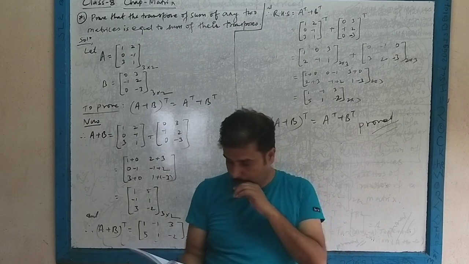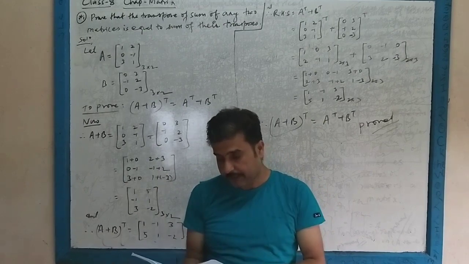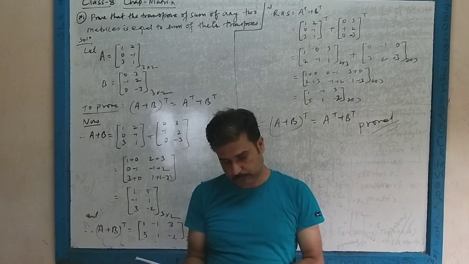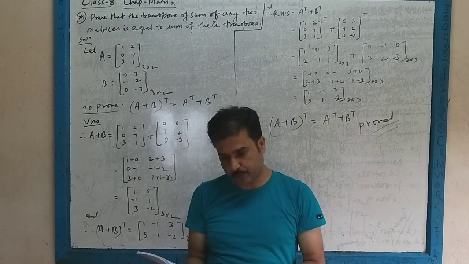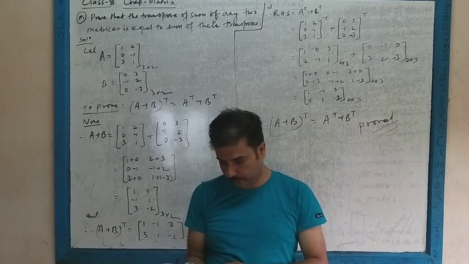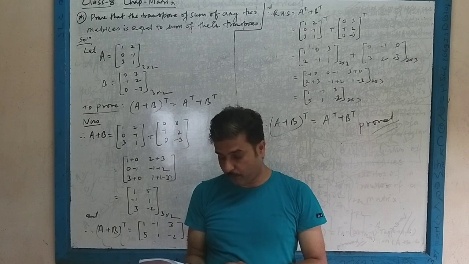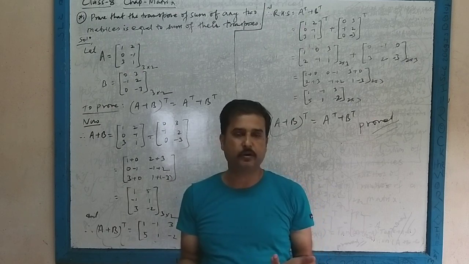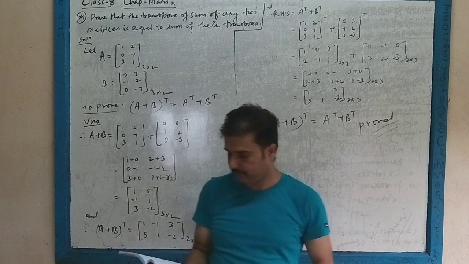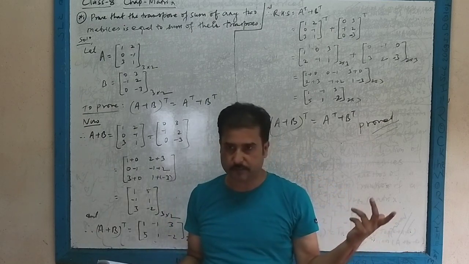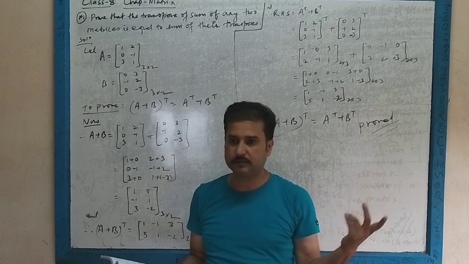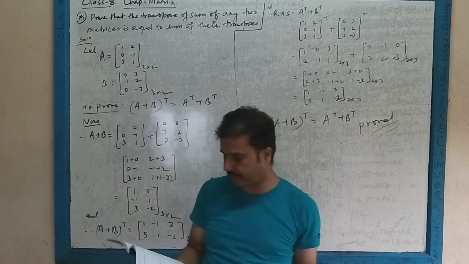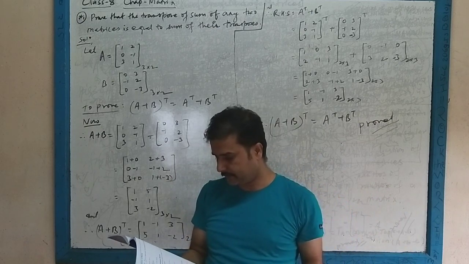Okay, go for the exercise, Exercise 2.2. You can do all problems. Question number 1: which of the following matrices can be added? You check if they have the same order, then they can be added. If two matrices have different orders, then you cannot add or subtract them. Okay, go for next.